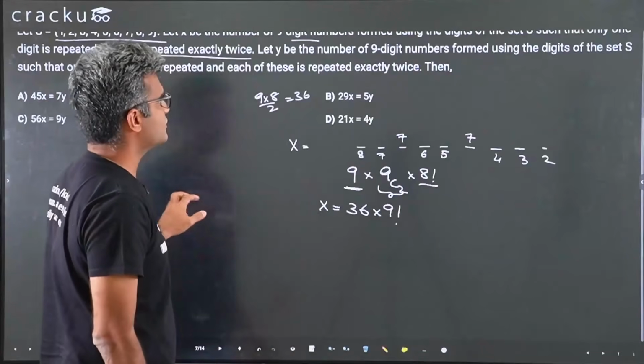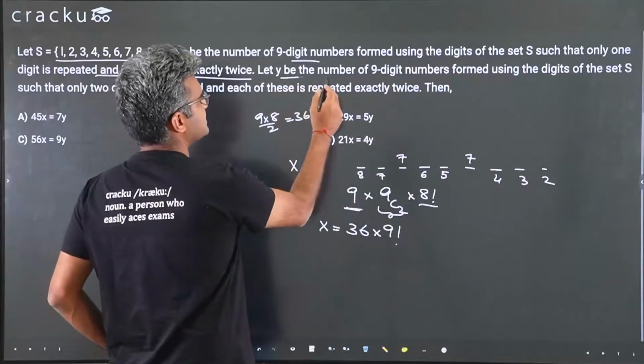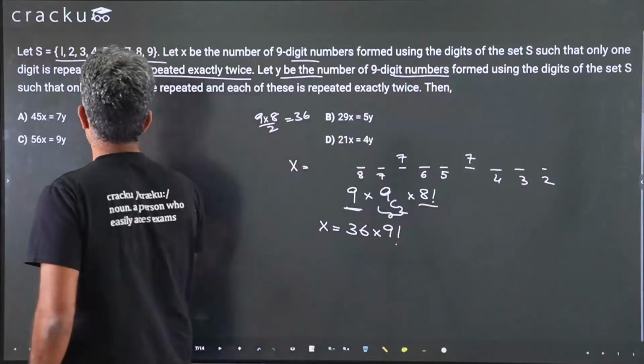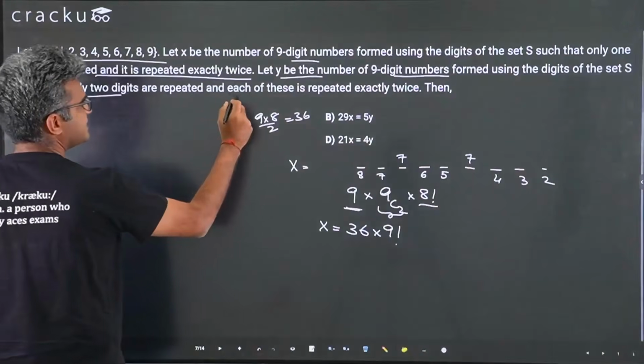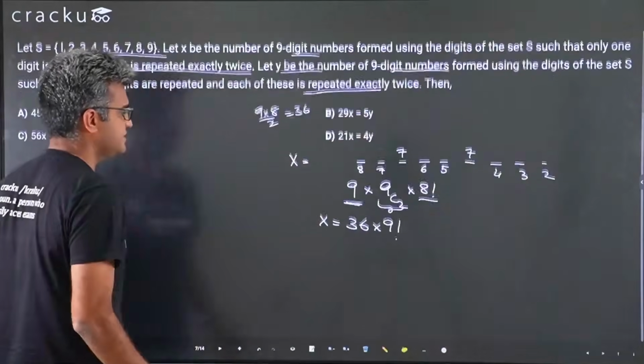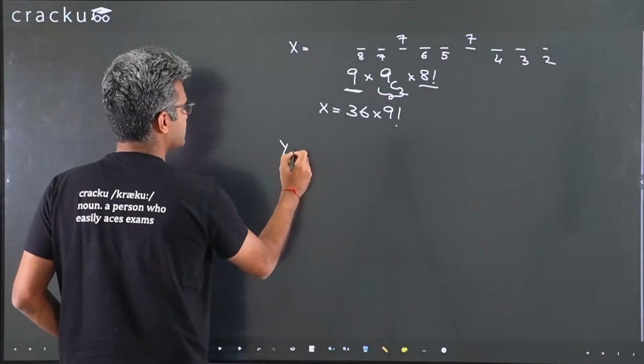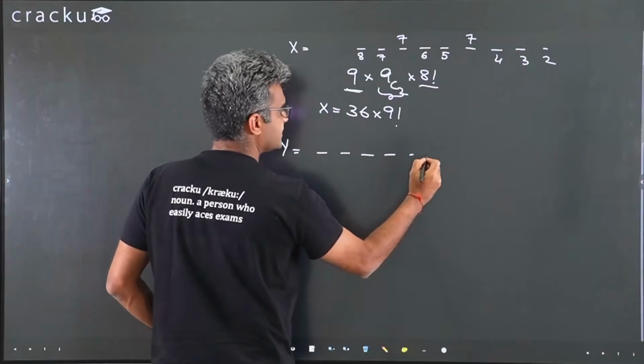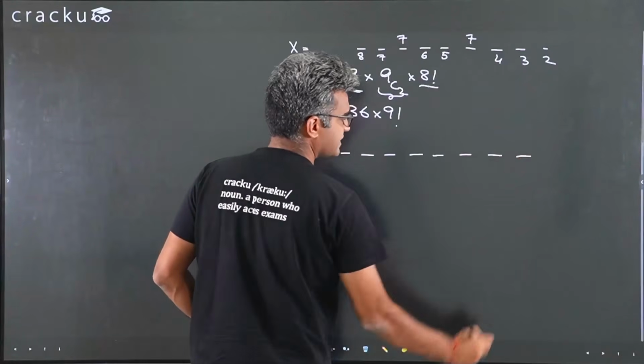What about Y? Y represents the number of 9-digit numbers that can be formed from the digits of the set S, so that 2 digits are repeated and each of them is repeated exactly twice. So let us try to calculate y. Again, let us draw 9 blanks. 1, 2, 3, 4, 5, 6, 7, 8 and 9.